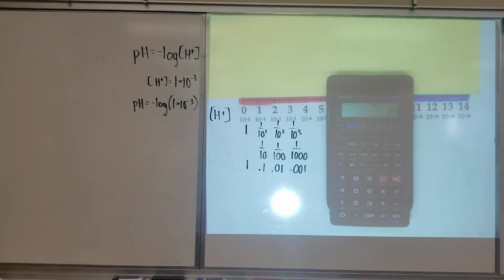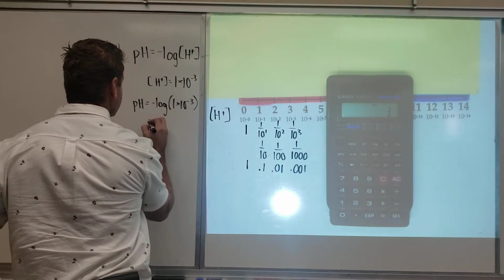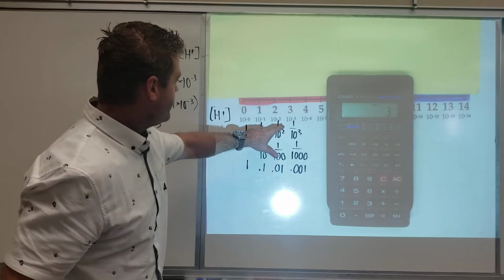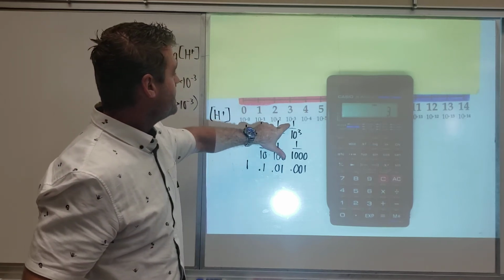And then all I have to do is press this log button. See that log button? I press the log button, and now notice it says negative 3, but you guys notice it's a negative log, so I have to change the sign. So I just change the sign, and it's a positive 3. You guys see it's really easy. You guys see when it's 1 times 10 to the negative 3, the pH is 3.